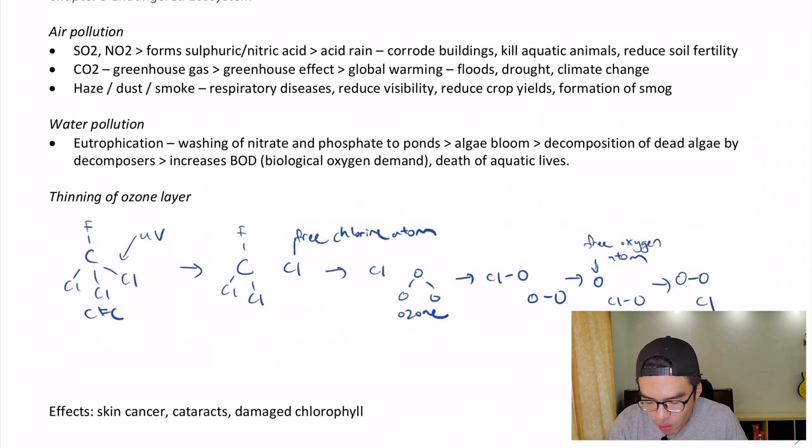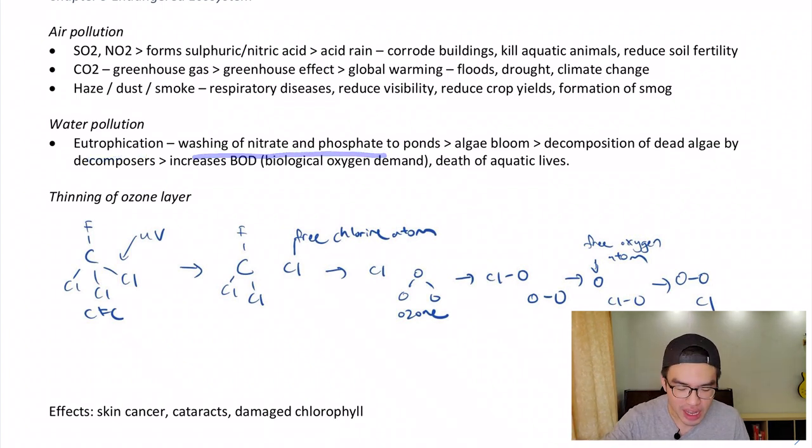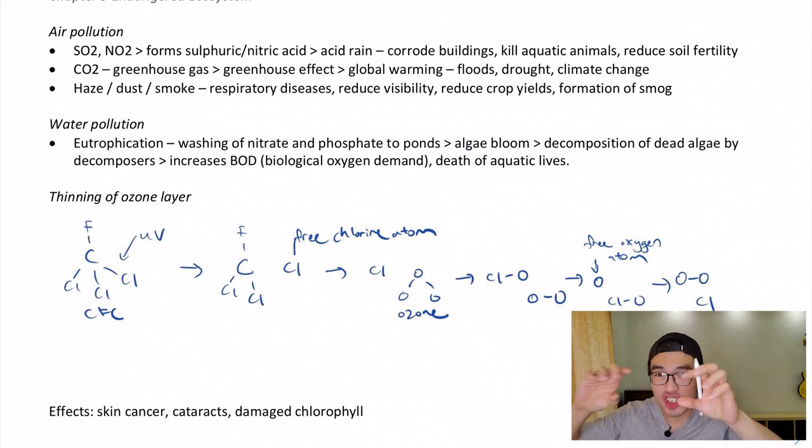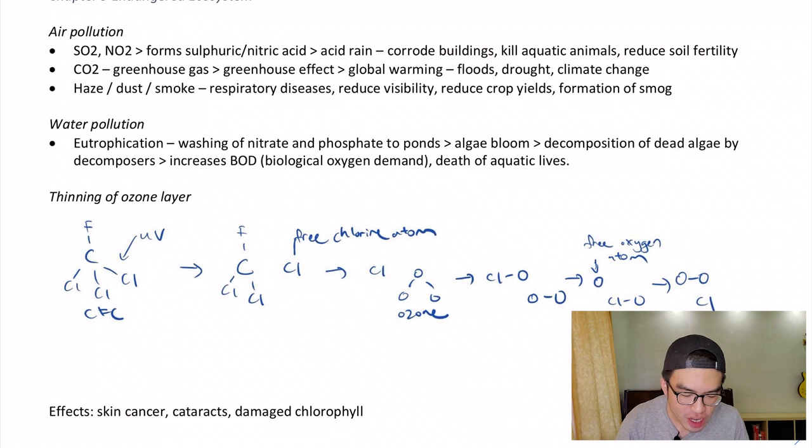Moving on. Water pollution. I want you to pay very close attention to this thing called eutrophication. What is this? Basically, it's the washing of nitrate and phosphate into ponds. And then you have something called algae bloom. They grow a thick layer of algae on the top of the pond. When the algae die, they will be decomposed by decomposers, which will use up all the oxygen in the water. When oxygen is used up, all the aquatic plants and animals will die.